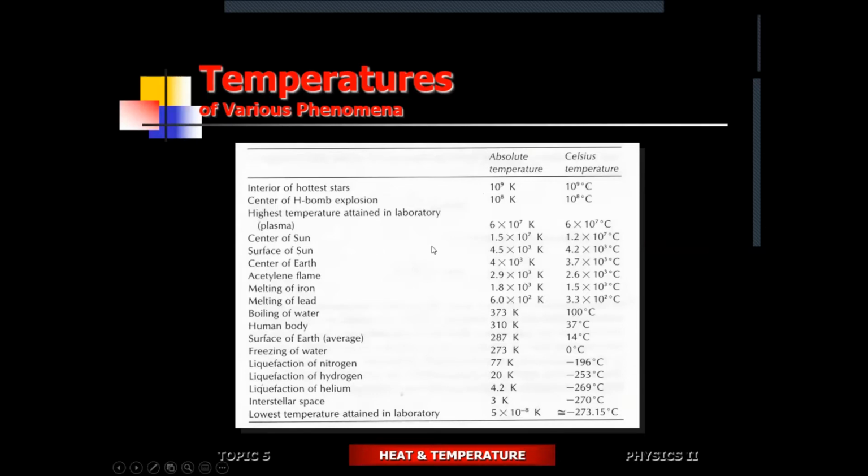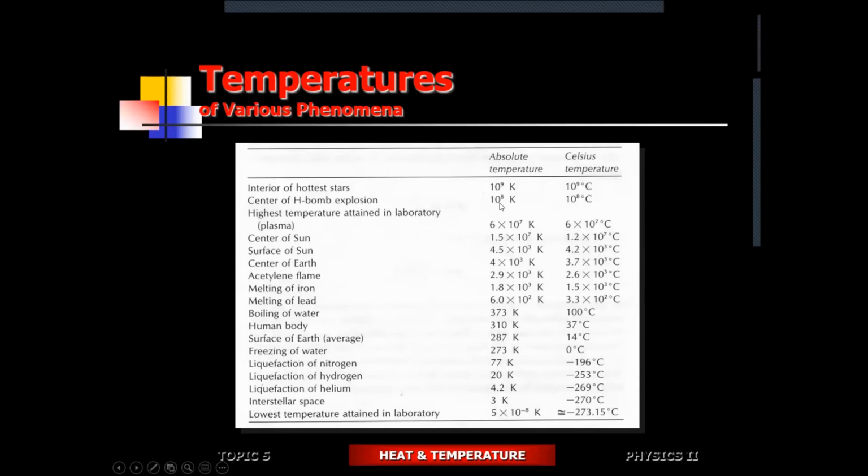Before we discuss the reason for it, a couple of things that I want you to notice when things are expressed in terms of the Kelvin scale. The interior of the hottest star is going to be 1 billion Kelvin. Then take a look at the center of the sun. This is going to be 15 million Kelvin. And then the center of the H-bomb explosion. This is 100 million Kelvin. Notice that the center of the H-bomb is 100 million. The center of the sun is 15 million.